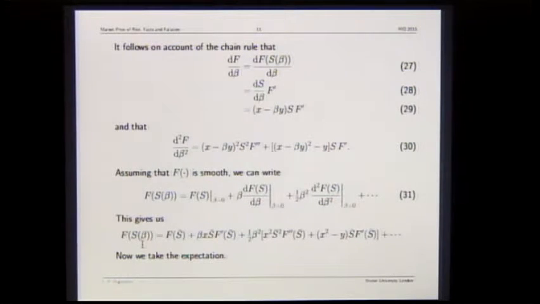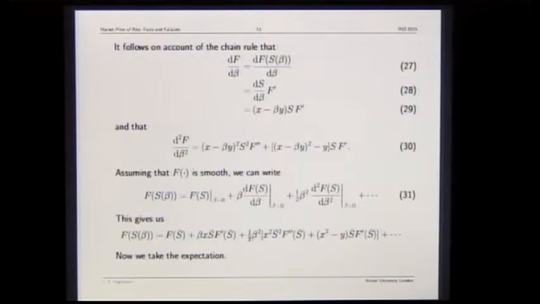F of S of beta, so that's the payoff function as a function of the share price and the volatility parameter beta. So the first order in beta, we get X times the forward price times F dash of the forward price. And then the second order, we get 1/2 beta squared times X squared forward price squared F double dash at the forward price plus another term, X squared minus Y.